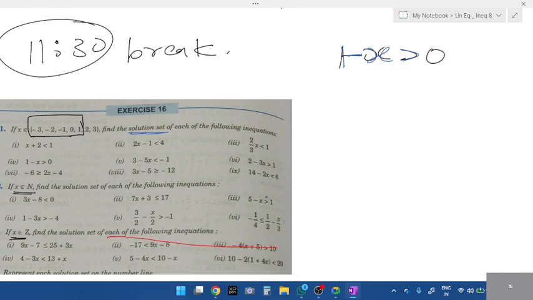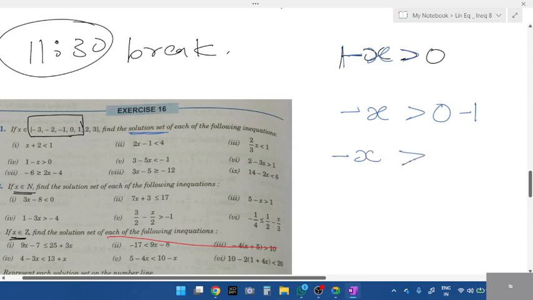All of you will respond. 1. You want to change 1? What is the sign for 1, students? Plus or minus? Plus. So minus x will remain as it is, greater than 0. If -1 goes to the other side, like this, right? Minus x is greater than, what's the value? 0 minus 1 is? Yeah, not just 1. It is -1.